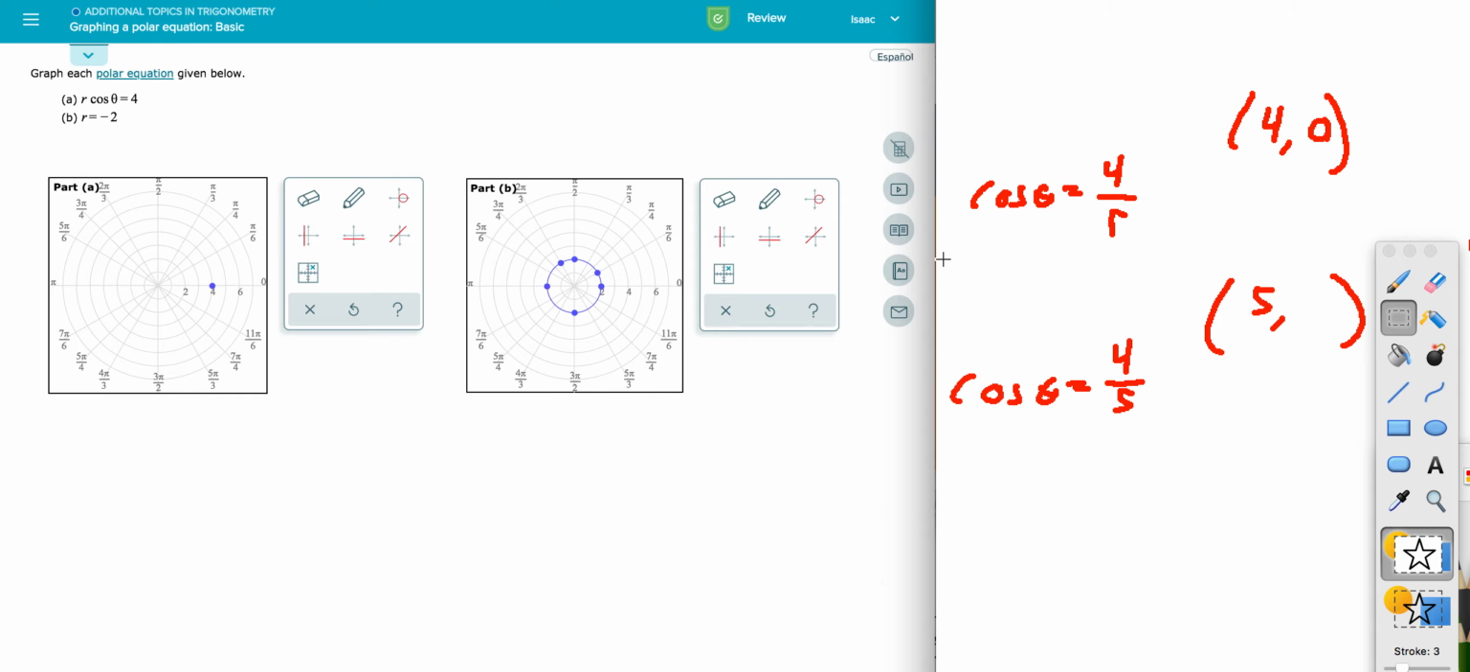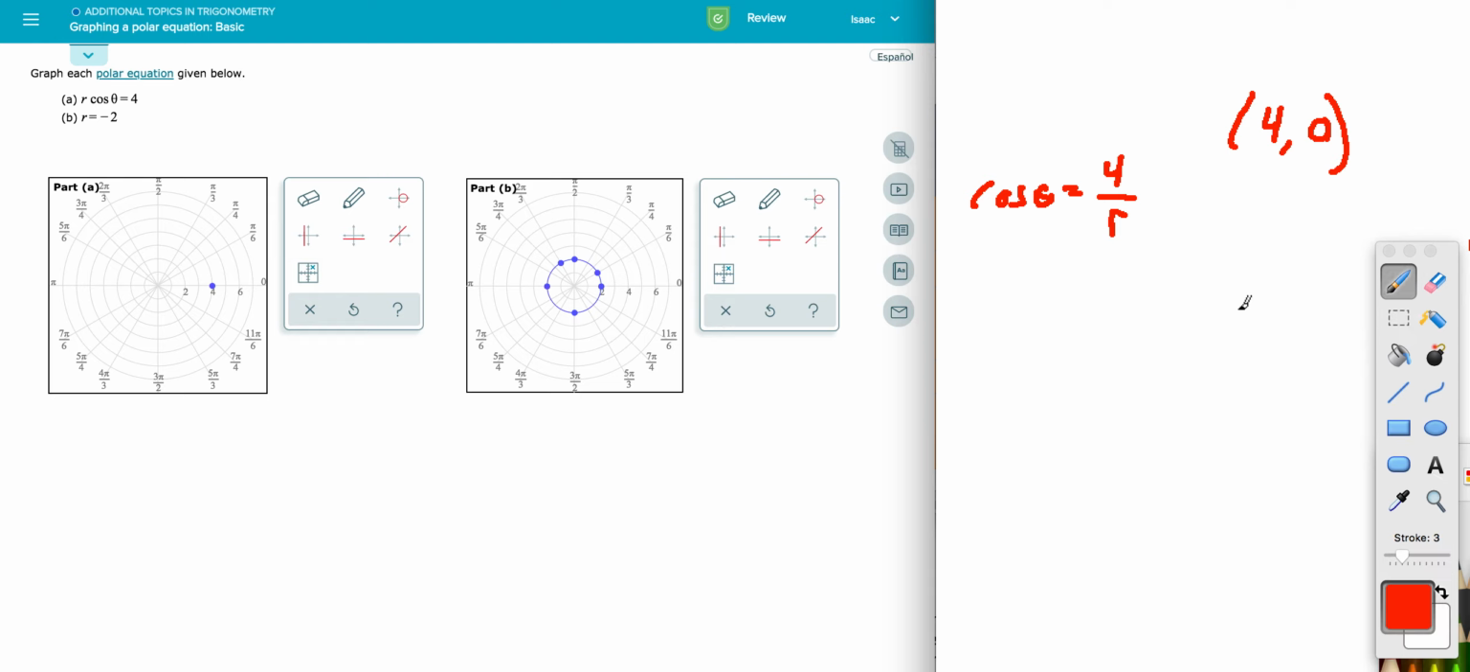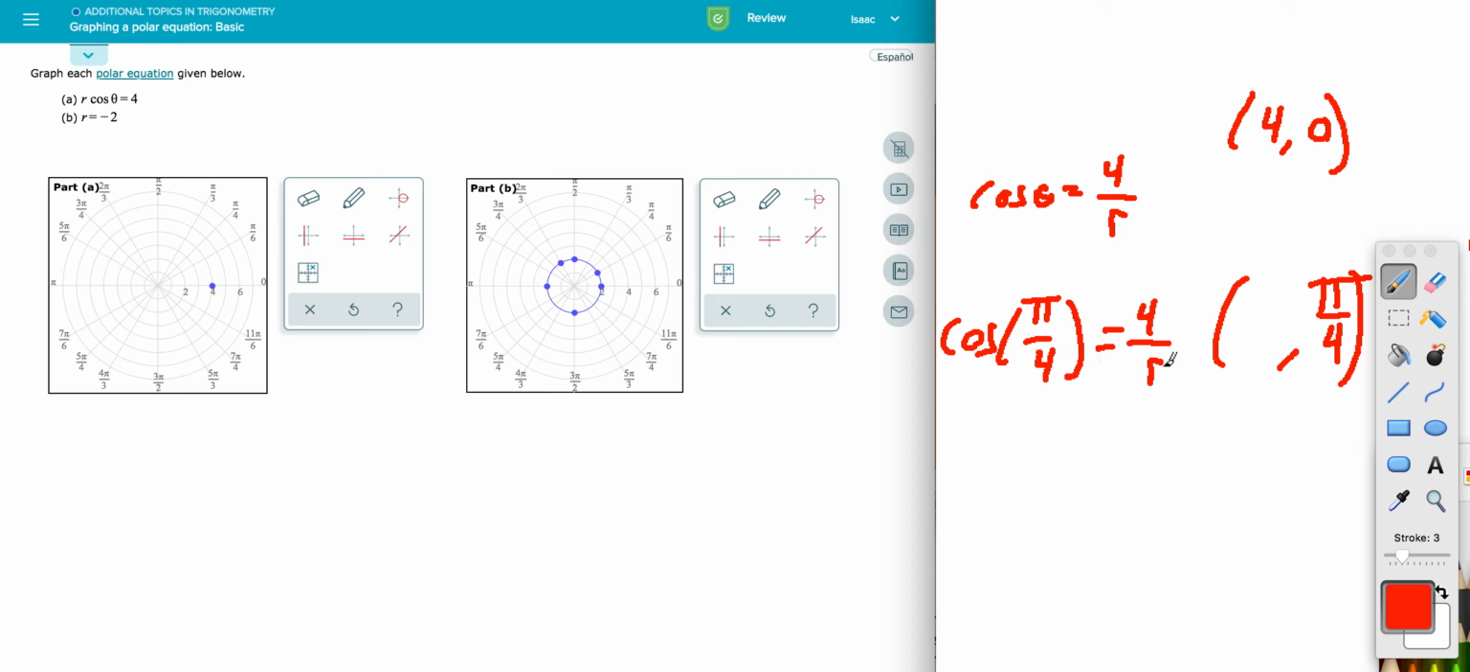Oh, I know what I should do. Let's do this in reverse, okay? We've been plugging in values for r. Let's plug in a value for the angle, so the radians. Let's just plug in pi over 4. Okay, so this becomes cosine pi over 4 equals 4 over r. Or it's probably easier to go back to the original equation. r cosine pi over 4 equals 4.